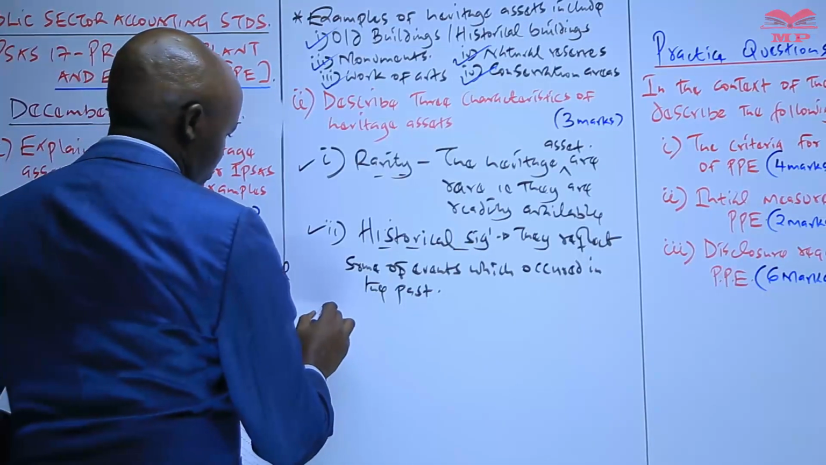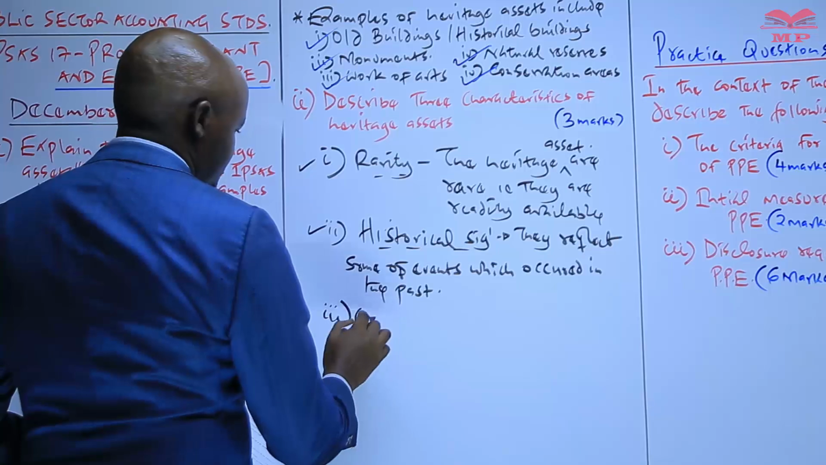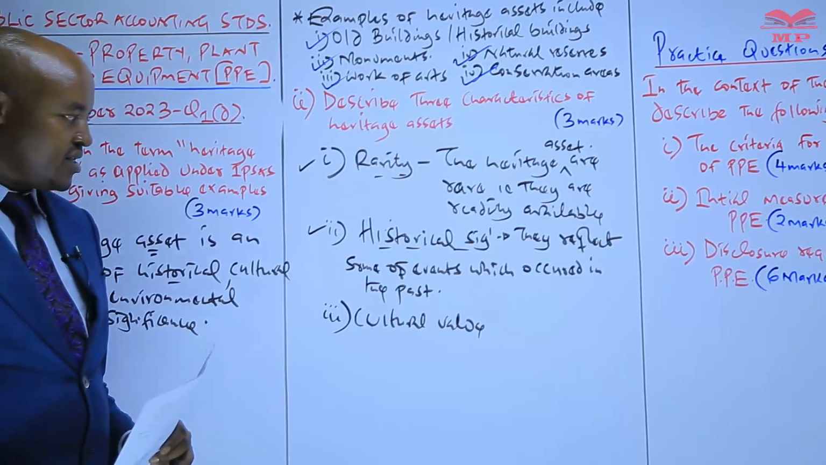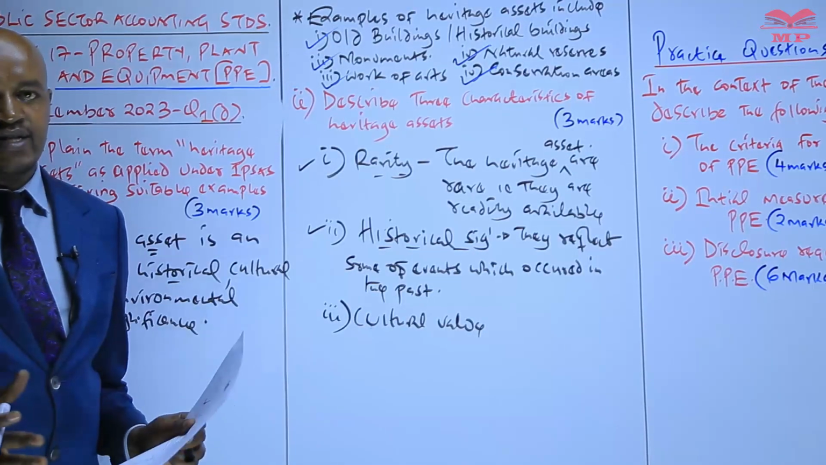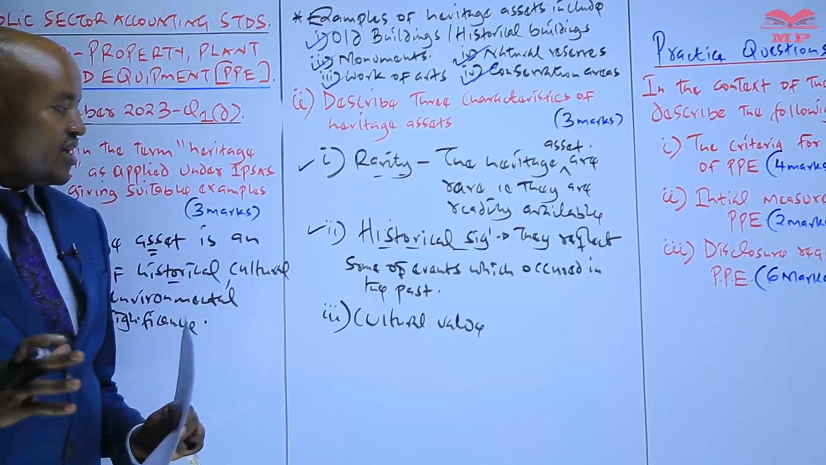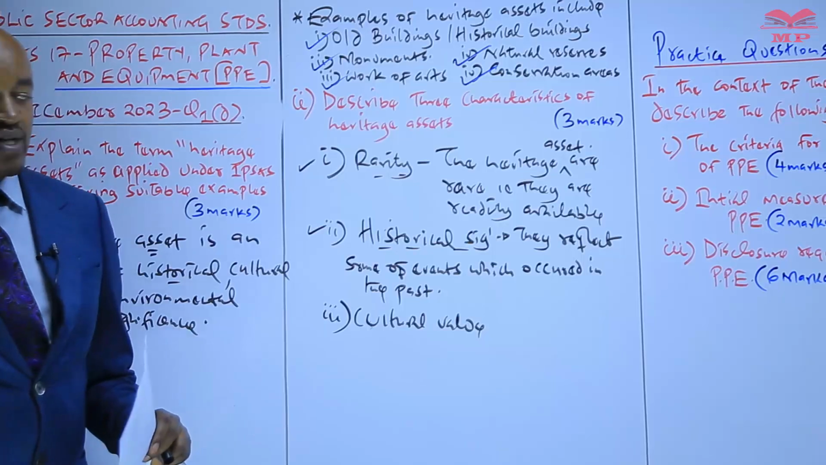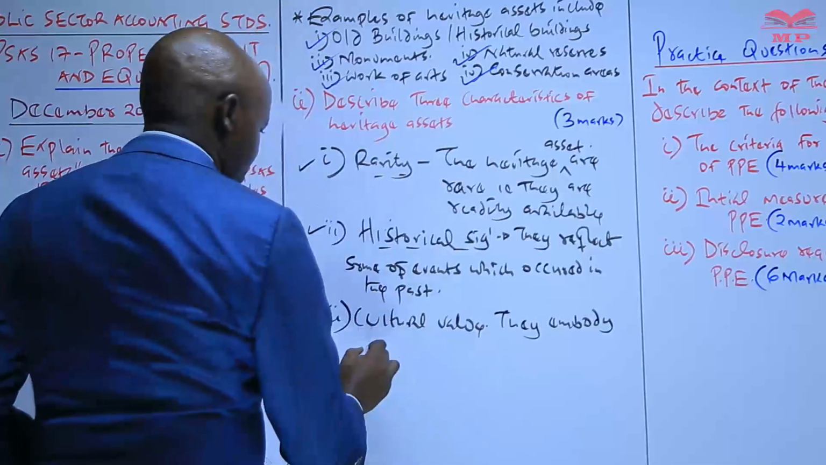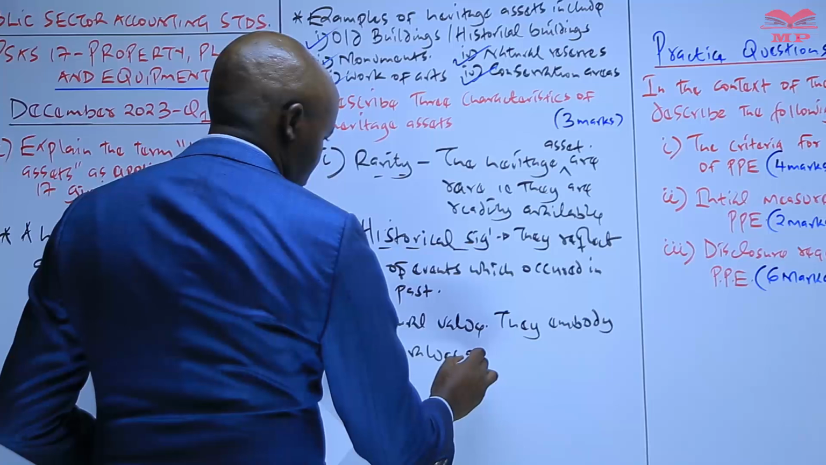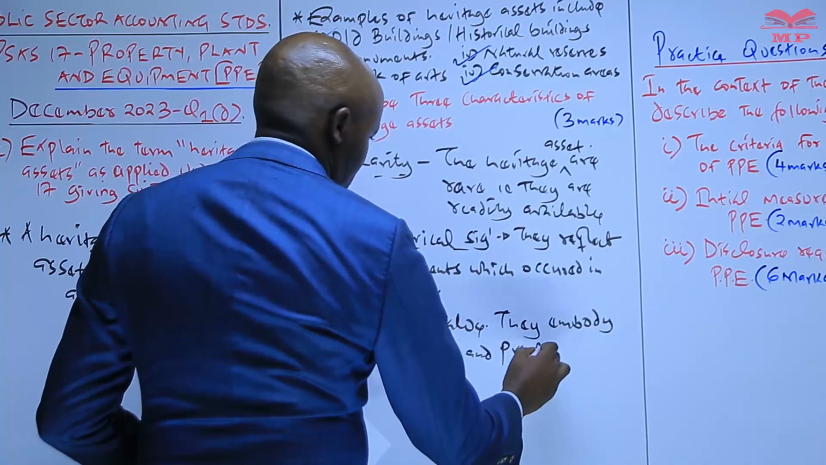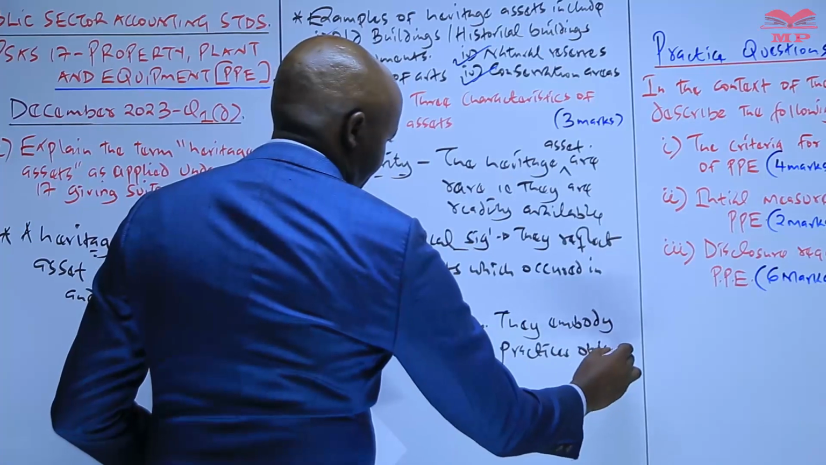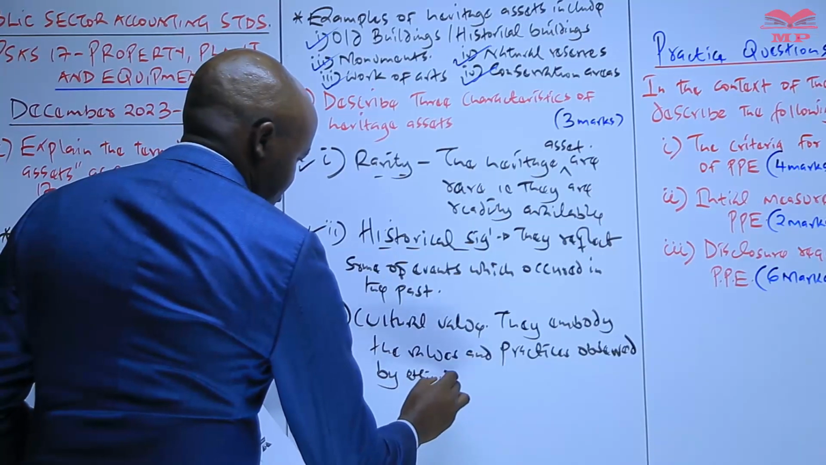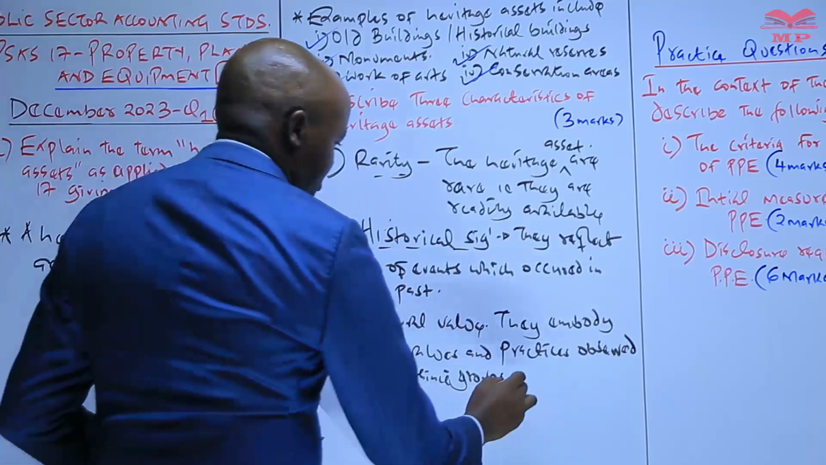And also number three, we can talk of a cultural value. Cultural value means that some of these historical assets embody, or reflect, some of the culture, or some of the values which were observed by some of the ethnic groups in the past. So we can say they embody the values and practices observed by ethnic groups in the past.